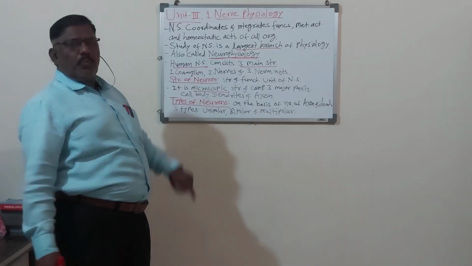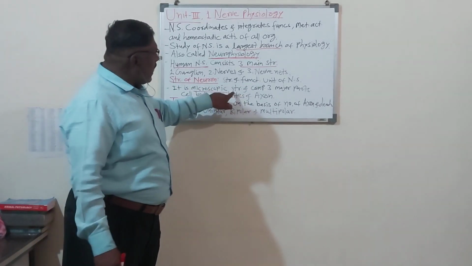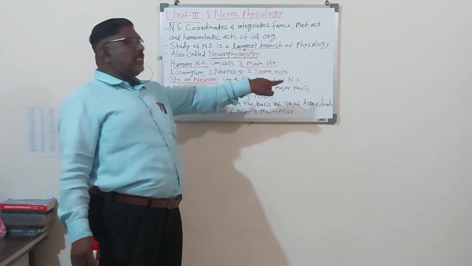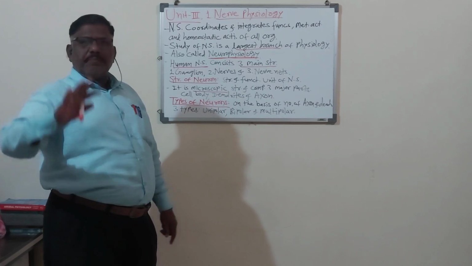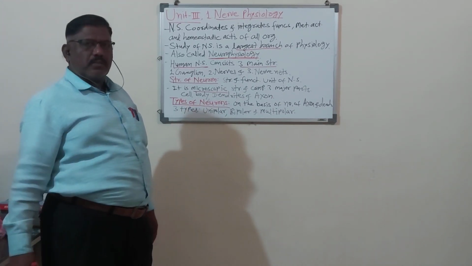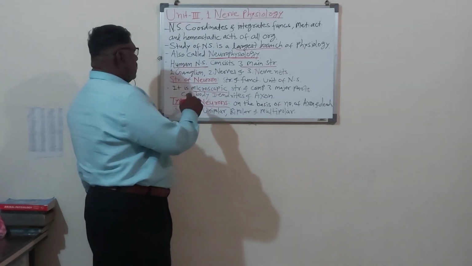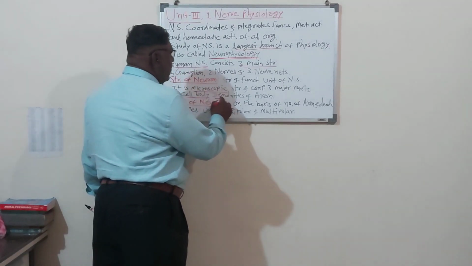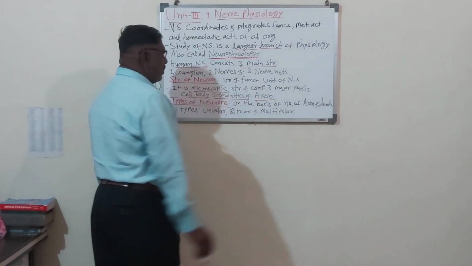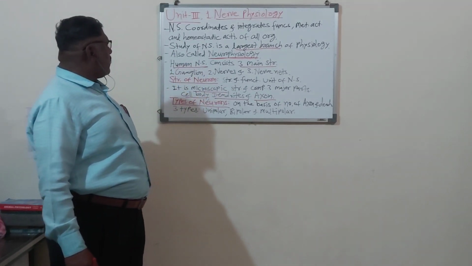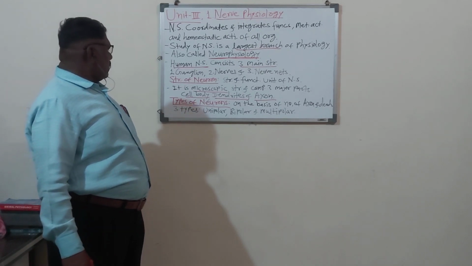Neuron is microscopic. The structure of the neuron consists of three major parts. तीन पार्ट्स आहे. मेजर पार्ट्स म्हणजे मोठे पार्ट्स न्यूरॉन मध्ये कोणते आहे तर सेल बॉडी, डेंड्राइट्स अँड ॲक्सॉन. These are the three major components or major parts of the neuron.